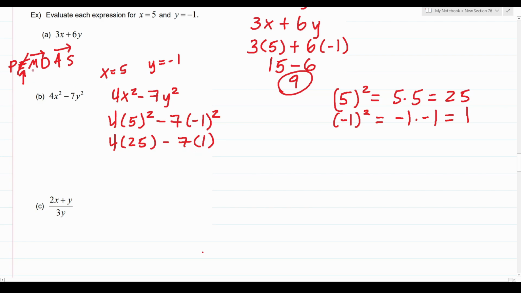We have 4 times 25 minus 7 times 1. So we're going to do multiplication before that subtraction. 4 times 25 is 100. 7 times 1 is just 7. And now we just have subtraction left, so let's go ahead and take care of that. 100 minus 7 is going to be 93. All right, so that's that one.